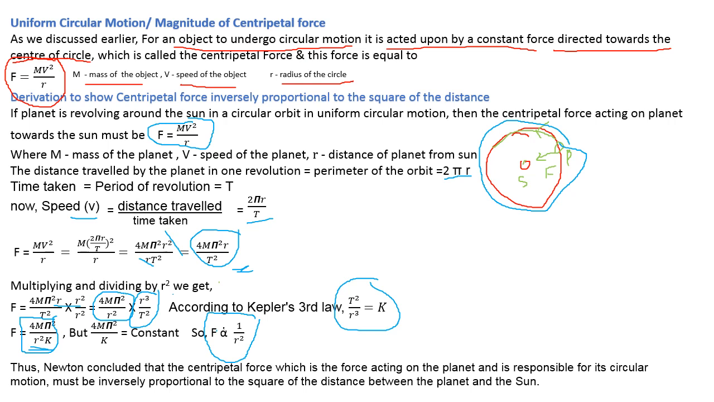I hope you have understood the derivation. If not, listen to the video properly step by step, and if you have any doubt, you can write to me in the comments or contact me. Okay, this concept is called the inverse law. So you may get a question, derive the inverse law, so it's nothing but this same derivation, or a question like show that the centripetal force is inversely proportional to the square of the distance. Again the derivation is the same, so understand, remember, and practice the derivation at home.